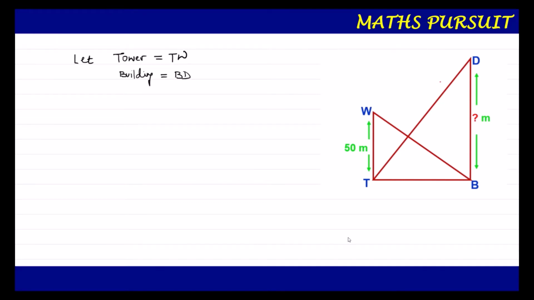Now guys, the question says the angle of elevation of the top of the building from the foot of the tower is 30 degree. If you look here, let's say this point T is the foot of the tower. If a person looks from the foot of the tower to the top of the building, the angle that forms is 30 degree as per this question. So this angle is 30 degree.